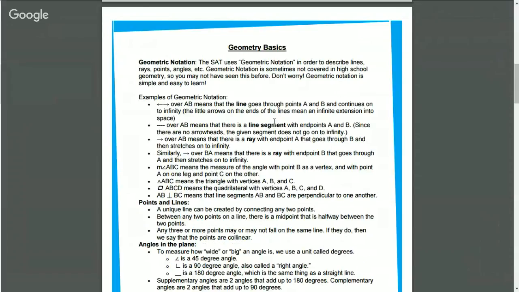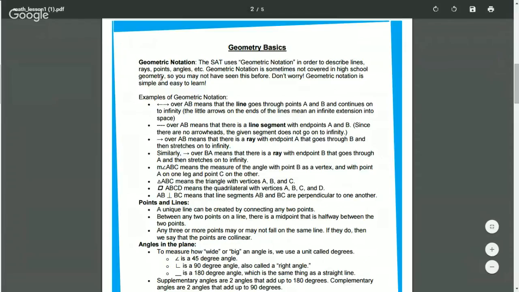And so the geometric notation we use to describe lines, rays, points, angles, etc. Geometric notation is sometimes not covered in high school geometry, so you may not have seen this before. But most high schools already cover this, so you should be fine. So, some examples of geometric notation.